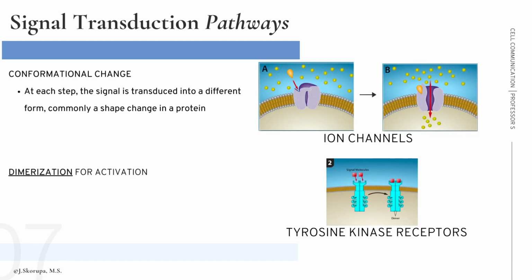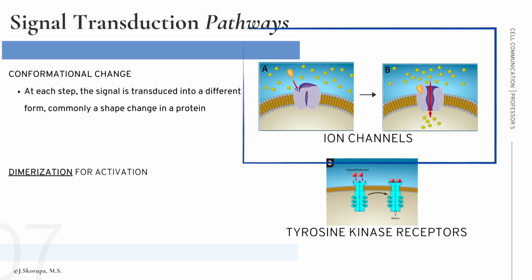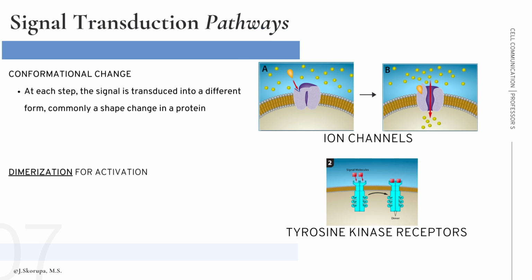At each step, the signal is transduced into a different form. Commonly, we observe a shape change in a protein. This shape change is called a conformational change. We saw this in part 1 with ion channels. The binding of its receptor triggers the conformational change, which opens these channels for ions to flow down their concentration gradient. When a ligand binds to its receptor, conformational changes can also affect the receptor's intracellular domain, leading to activation of associated proteins there.